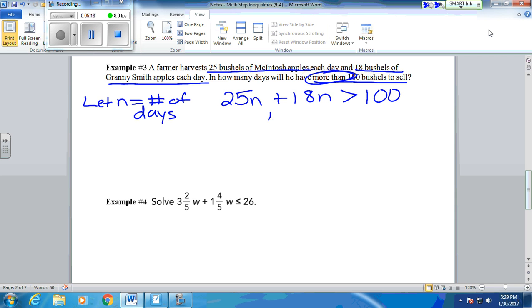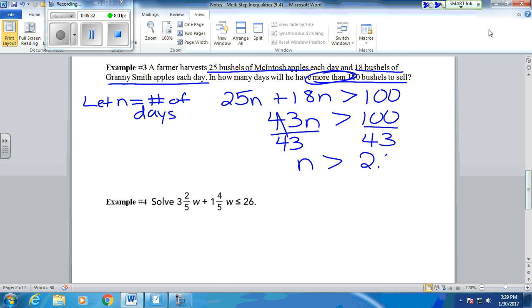I'm going to combine my like terms and get 43n is greater than 100. Divide both sides by 43. And I know I'm not going to get an even or a whole number here or integer. I end up getting 2 3/10. And so they are looking for in how many days will you have more than 100 bushels to sell?